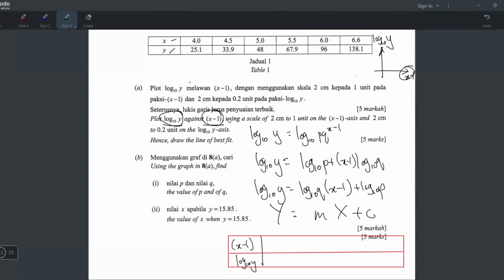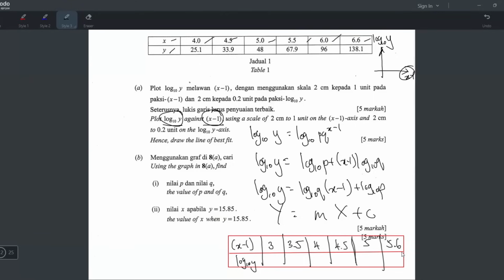Okay, all right. What we have to do here is find out the values lah. So 4, that's the x, but I want x minus 1. So 4 minus 1, 3. And then the rest all have to minus 1. So it becomes 3.5, and then this one minus 1 becomes 4, this one minus 1 becomes 4.5. Okay, and then 6 minus 1 becomes 5. And then the last value is 6.6 minus 1, 5.6.